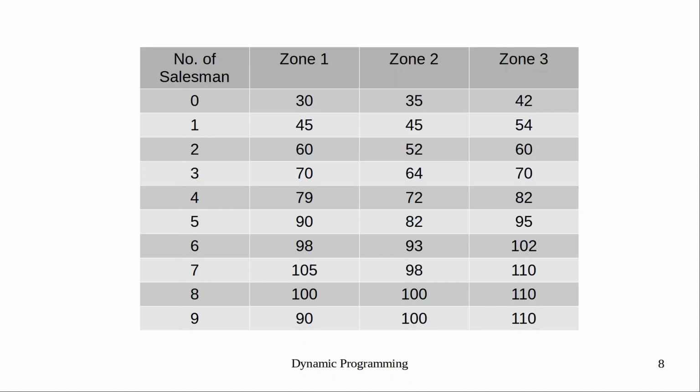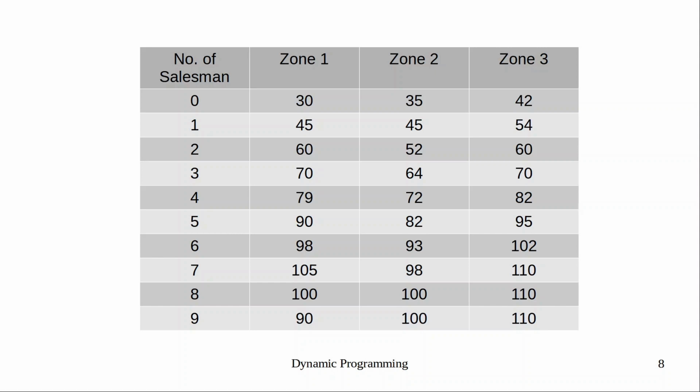These numbers are the profit or the sales value that you can get out of these zones. As you can see, if no salesmen are appointed in any of the zones, you get a very minimal sales value from these zones. But as you keep increasing the number of salesmen, the sales value goes up. But the progression of numbers is different in zone 1, different in zone 2, and different in zone 3.